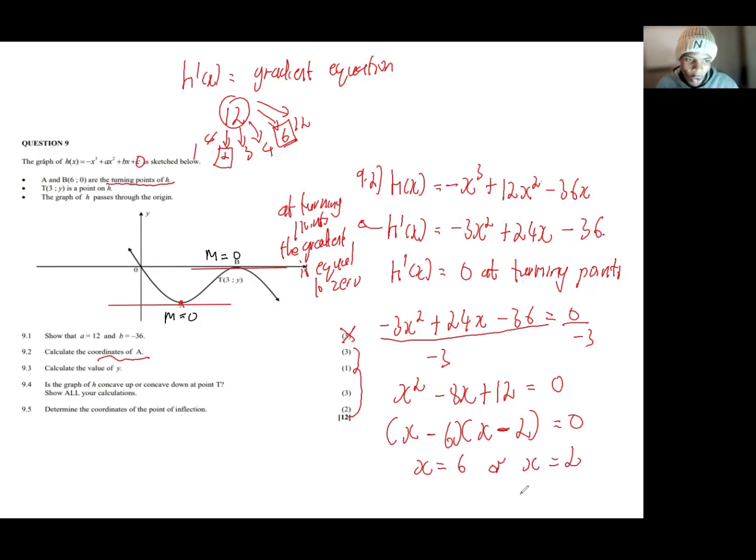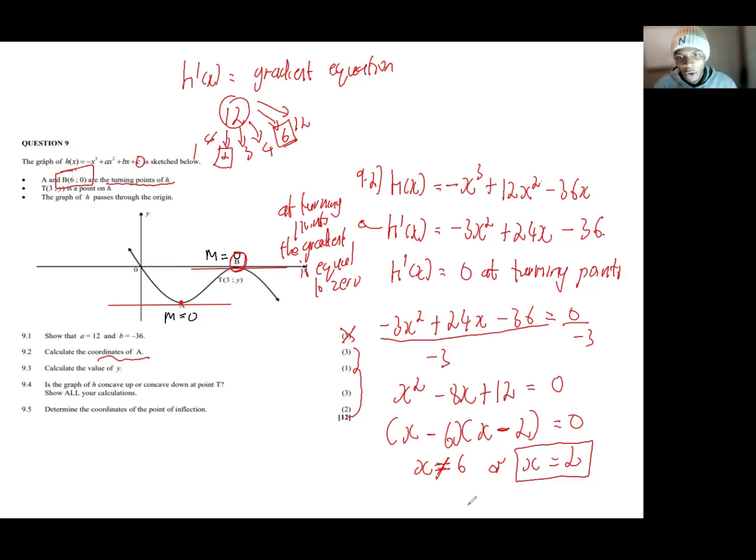But remember, we are only looking for the coordinates of A. So the 6 here is representing the other turning point, which is B. So we're going to reject this one and only deal with x is equal to 2. As we can see, A is closer to the origin, so it makes sense that its x coordinate would be 2 instead of 6. And for B we are already given 6. Then remember, we are not done. We still need to calculate the y coordinate. At this point, we've only found the x coordinate.